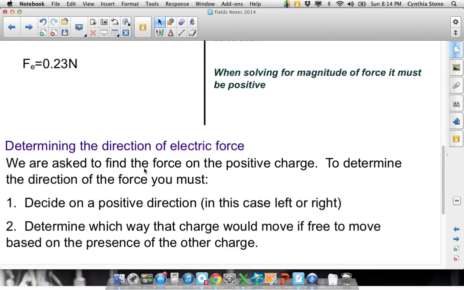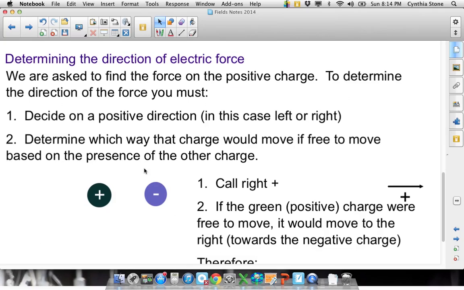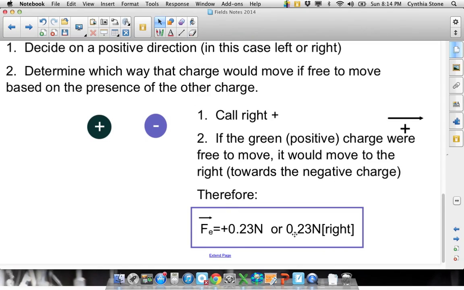Okay, so I just got this down here. We're asked to find the force on the positive charge. This one was pretty easy, I told you already. But the proper thing is to decide on a positive direction, left or right, whatever. Determine which way that charge would move if free to move. So this one would move to the right. Therefore I'm calling it positive, or I can just say right when I add my direction.